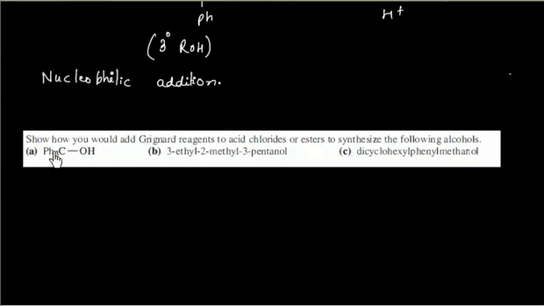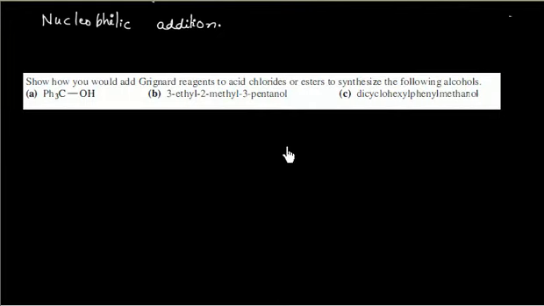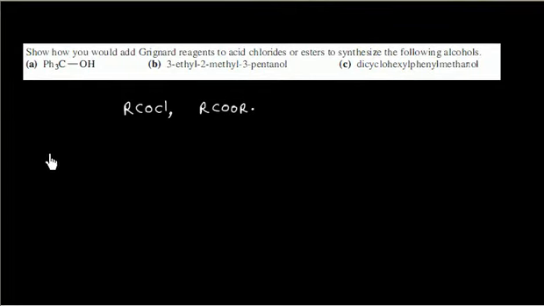Now let us try this problem. How would you add Grignard reagent to acid chloride or esters to synthesize the following alcohol? We have to use either acid chloride or we can use ester. The reaction will happen in the same way. First, we have to prepare a tertiary alcohol, Ph C OH Ph. So we have a 3-degree alcohol.